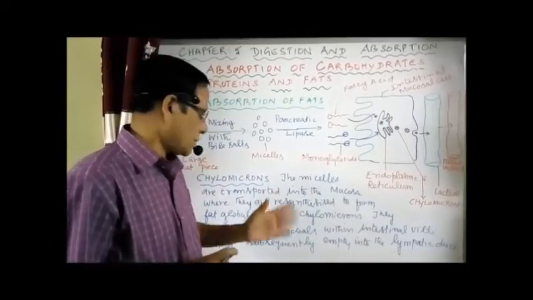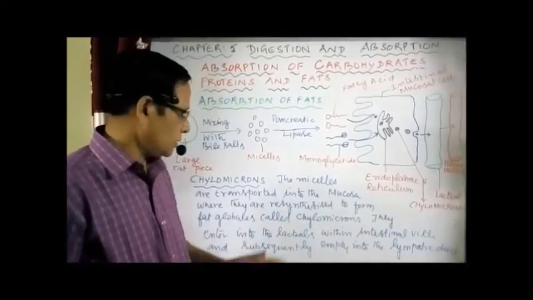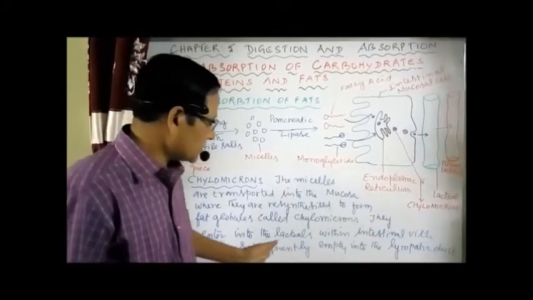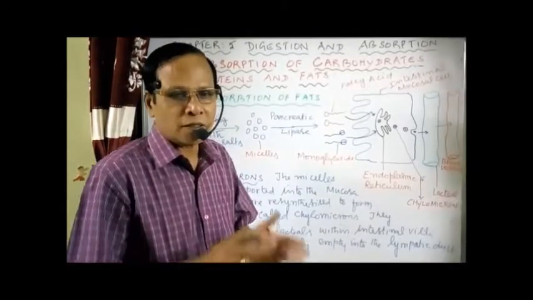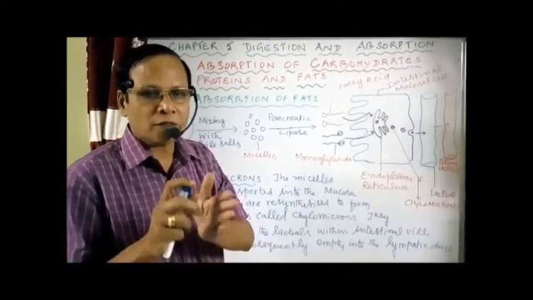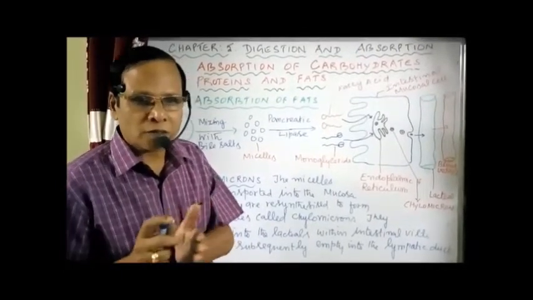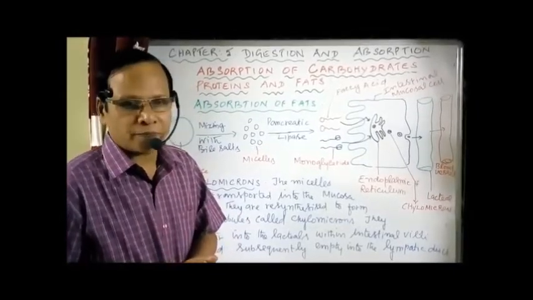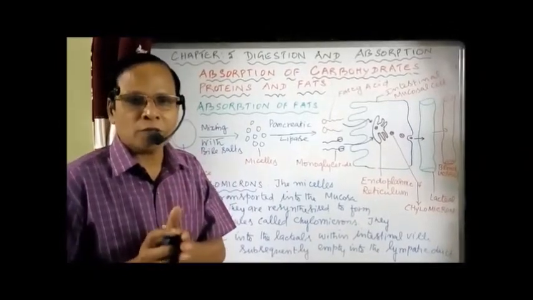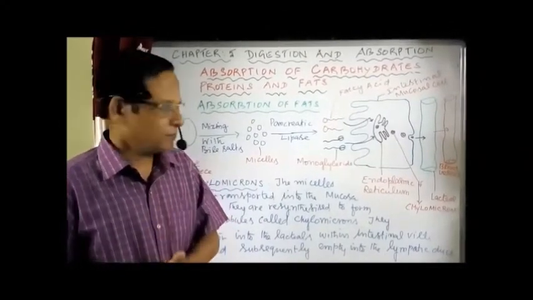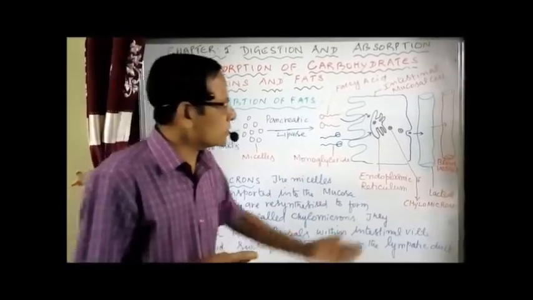Okay, so this is what is happening. The chylomicrons enter the lacteal within the intestinal villi, and subsequently empty into the lymphatic duct. From the lacteal of the villi, they are all released into the lymphatic duct. Now the lacteal vessels of different villi join together to form a large lymphatic duct. The substances absorbed by the lymphatic duct are then released into the bloodstream.